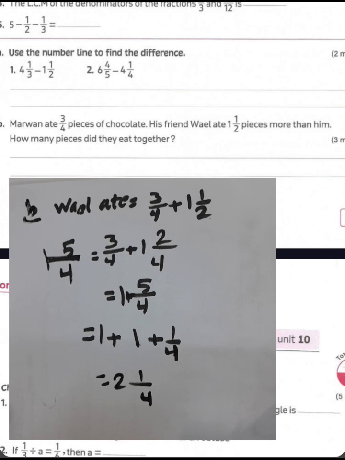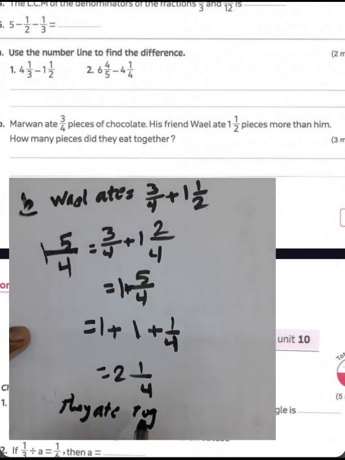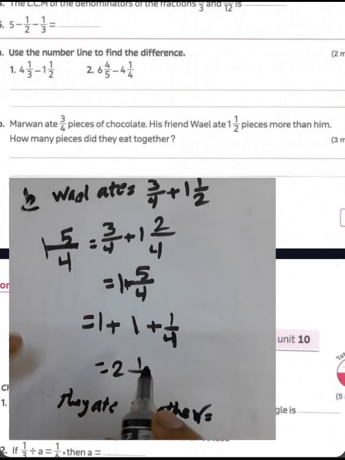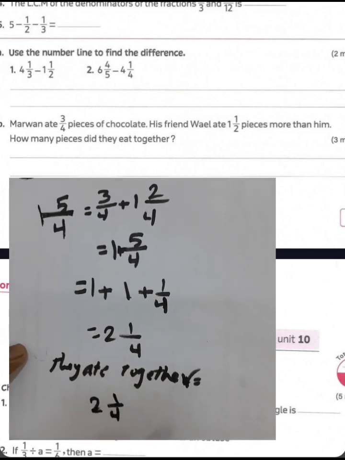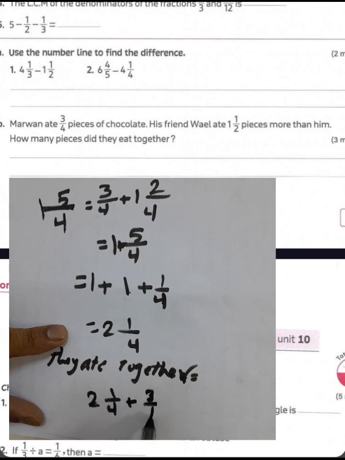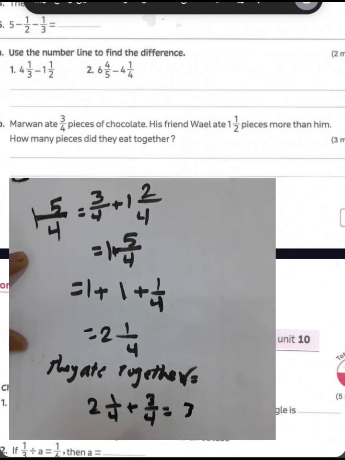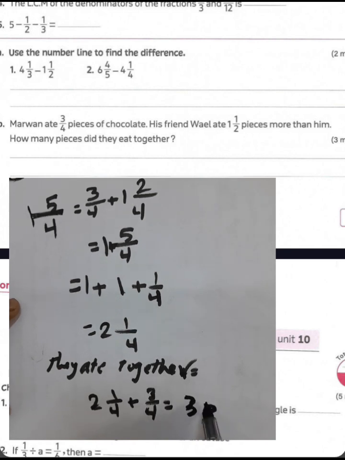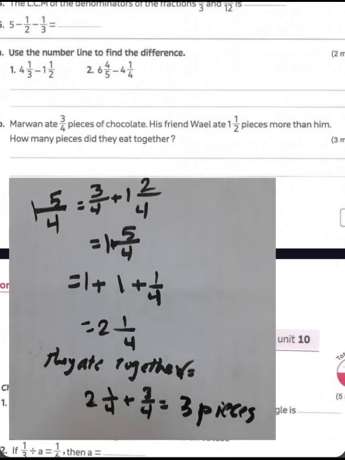That's what Wael ate. What is the total? We can write here: they ate together equals, first, Wael ate 2 and 1 over 4 pieces and Marwan ate 3/4. We know 3/4 plus 1/4 will be 1. 1 plus 2 equals 3. Then they are eating 3 pieces. Understood?